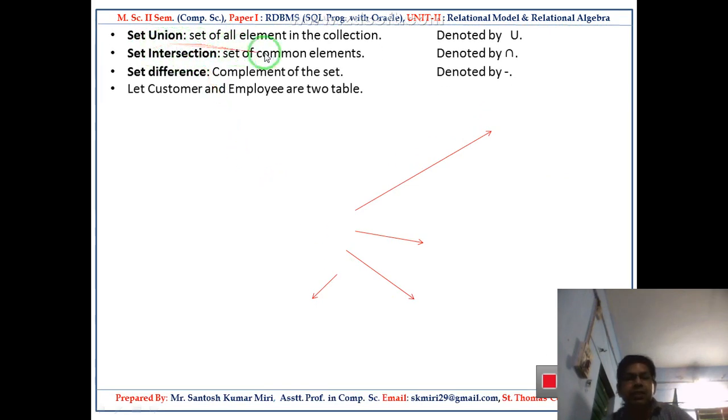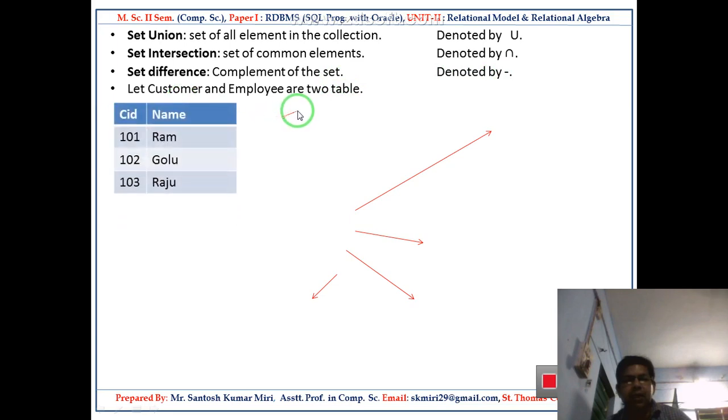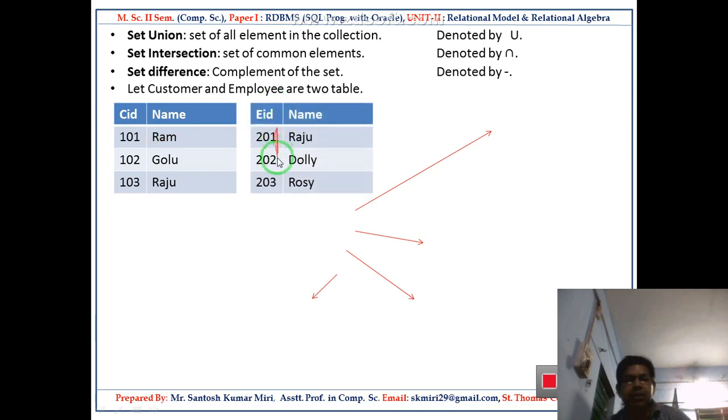Set union is a set of all elements in the collection. It is denoted by the union sign. Set intersection is a set of common elements. It is denoted by the intersection symbol. Set difference is the complement of the set, denoted by the minus symbol. Let us take customer and employee tables. This one is the customer table, this one is the employee table.